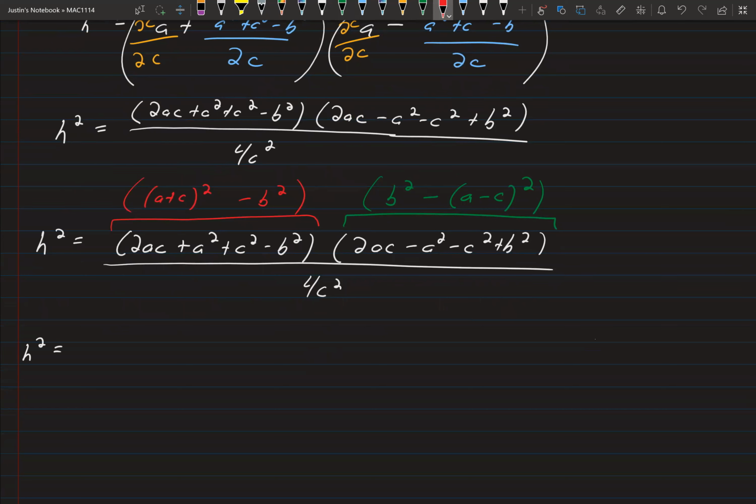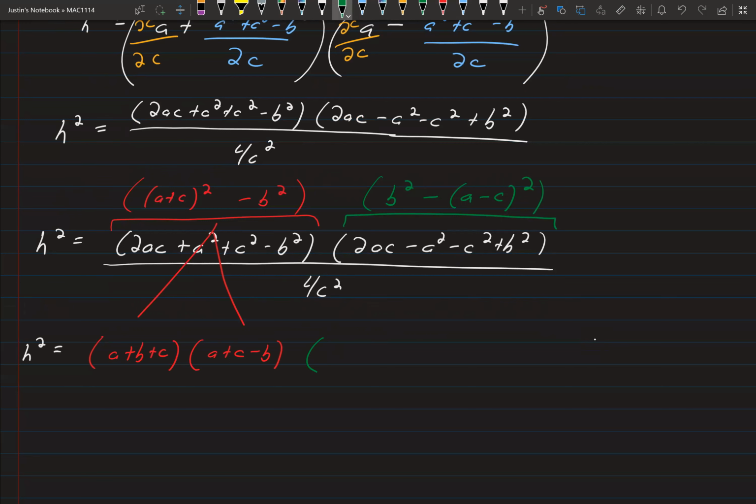So on the left, one thing we're going to have is a plus c plus b. Let's just write them in order: a plus b plus c. Then I'm going to have a plus c minus b. Again, difference of squares down here, for the green.